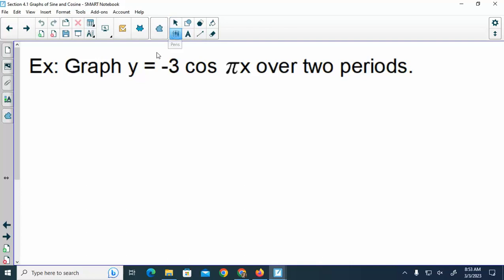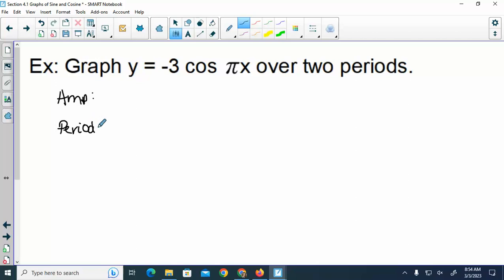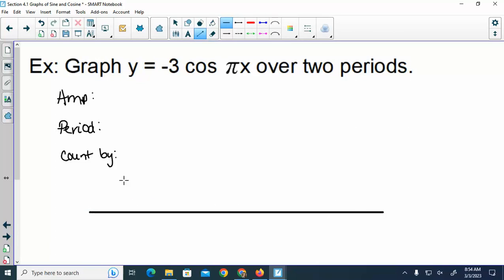When we graph, what we talked about yesterday is making our list of the information we need. So we need an amplitude, period, count by, and then we were able to draw the graph from there. And the amplitude is always your coefficient, but it has to be positive. So our amplitude is positive 3.